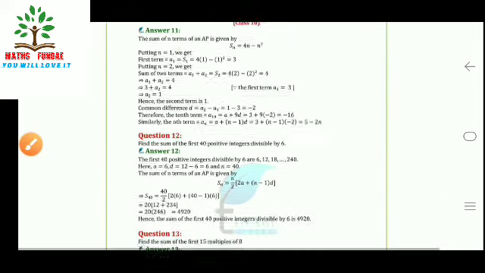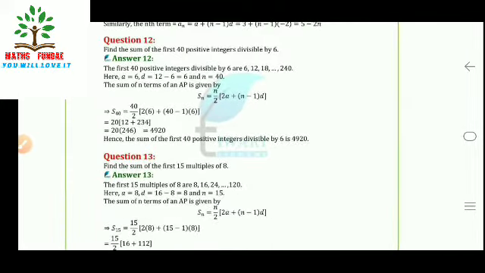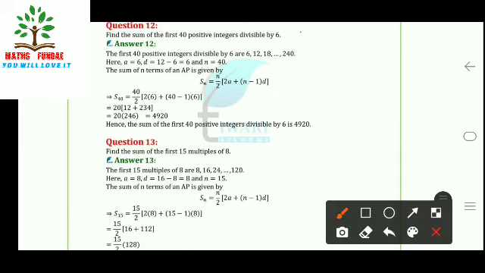In the 12th question, we have to find the sum of the first 40 positive integers divisible by 6. So the first 40 positive integers divisible by 6 will be 6 into 1, 6, then 12, 18, and 6 into 40, 240. So we have a is equal to 6 here, d is equal to 12 minus 6, that is 6, and n is equal to 40.